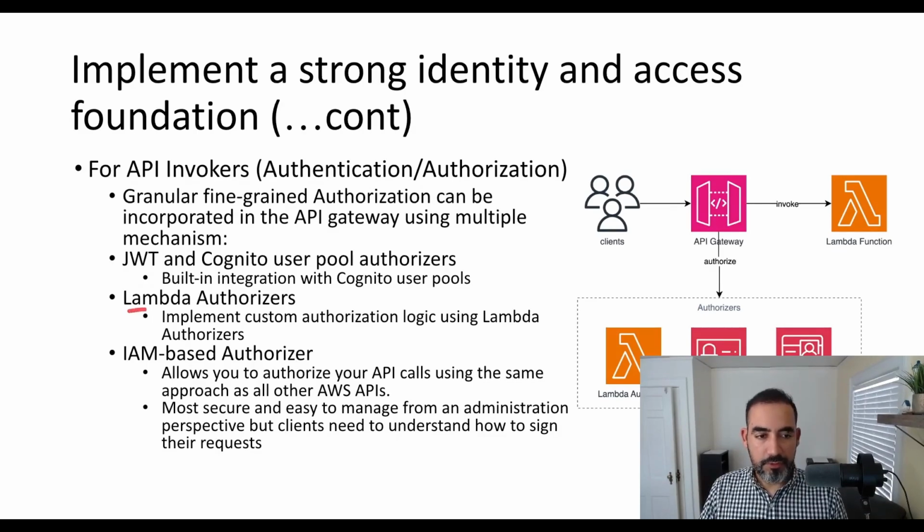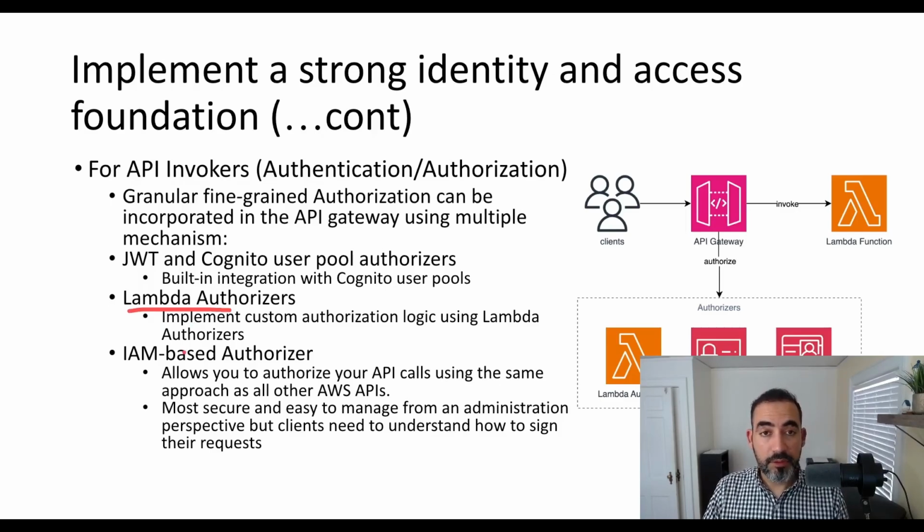In case you need to implement any custom logic for authorization, API Gateway integrates with Lambda authorizers. All it does is invoke a Lambda function, and the authorization part is delegated to that Lambda, and in that Lambda you could implement any custom logic for authorization.